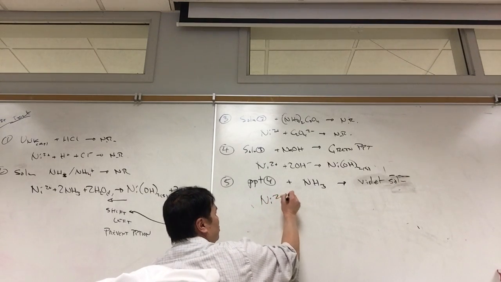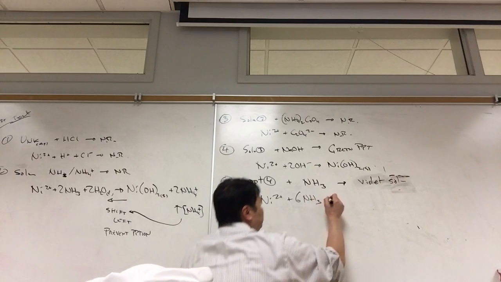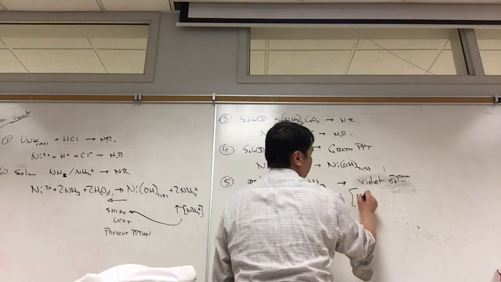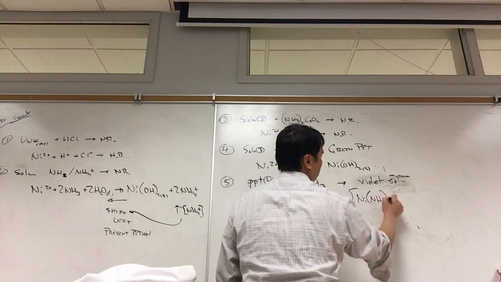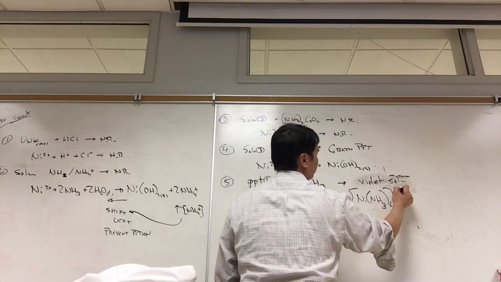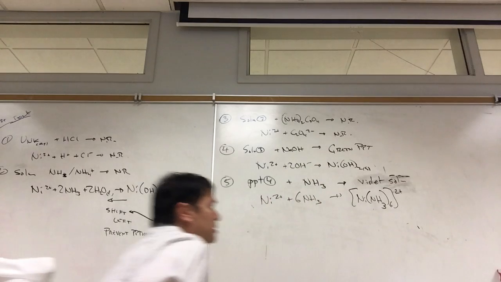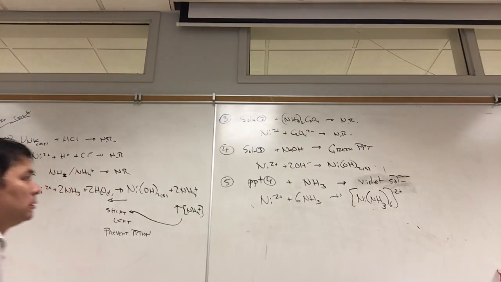So what we have here is nickel 2+ plus 6 ammonias yields hexaamminenickel(II), which is a complex. This is a 6-coordinate complex here. How did you know? You probably didn't. Could you have predicted it? No. It's difficult to predict because you need all that MO theory.